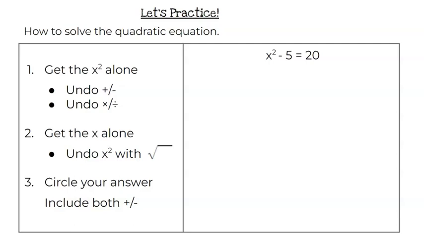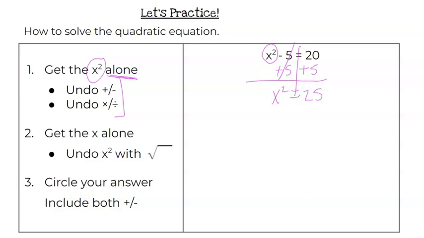The first one is very similar to how we would solve an equation. We're going to undo the addition and subtraction, undo the multiplication and division. But our goal is to get the x squared by itself. So here's our x squared. We have x squared minus 5 equals 20. So that minus 5, I want to undo with a plus 5. The negative 5, positive 5 cancels out. We get x squared equals 20 plus 5 is 25.